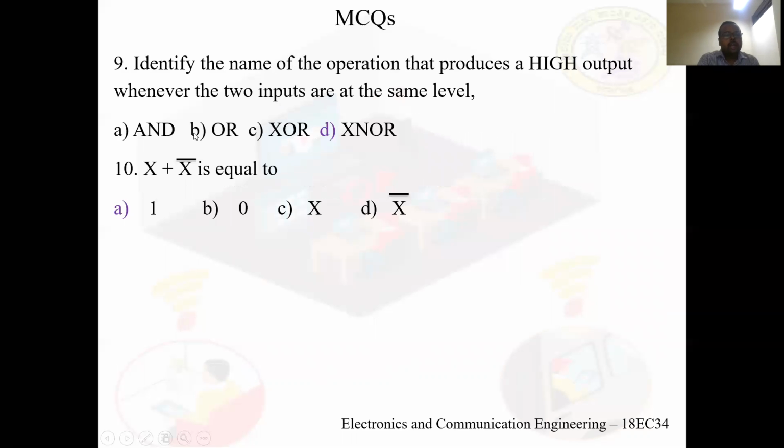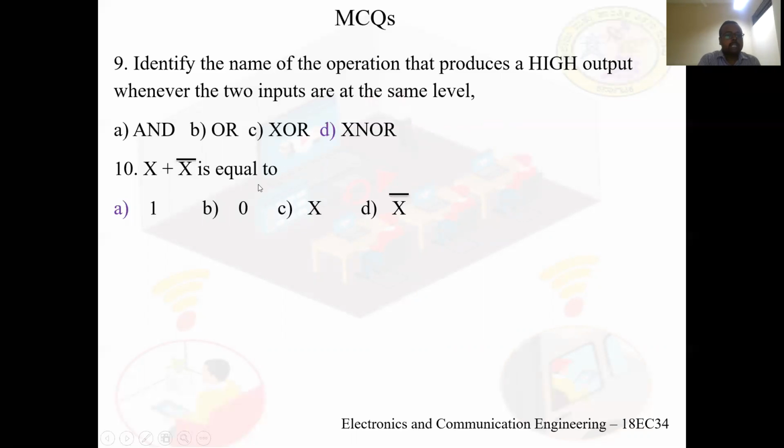The ninth question: identify the name of the operation that produces a high output whenever the two inputs are at the same level. It is nothing but what? It says that it produces a high output when the two inputs are at the same level. You can just recollect from the truth table. When both X and Y were 0, the output was 1. When both X and Y were 1, the output was again 1. For which truth table did you see that? It is for the XNOR operation.